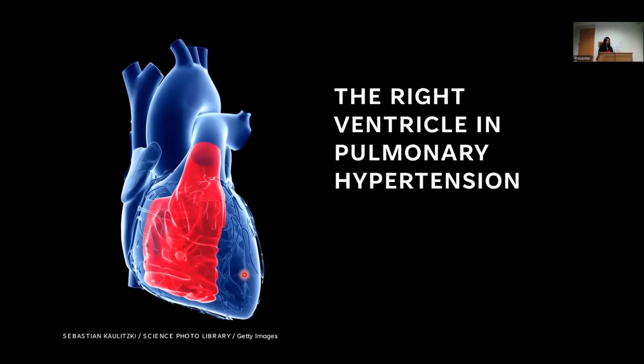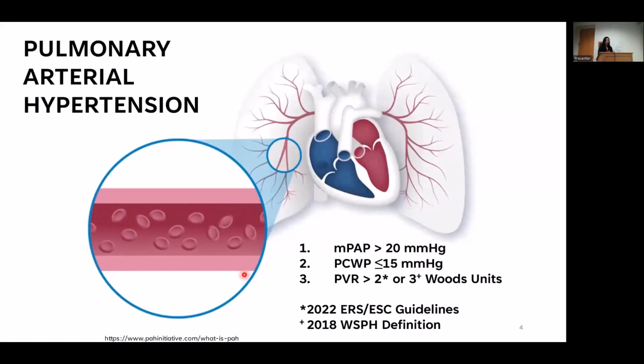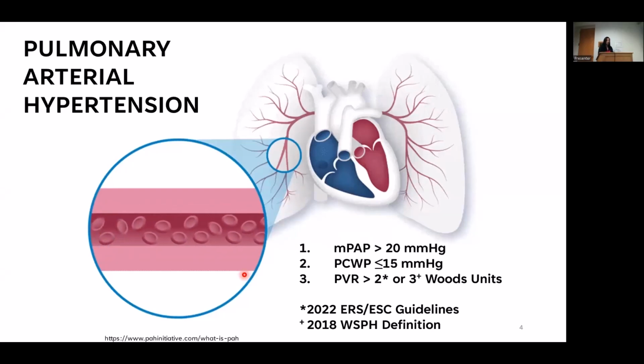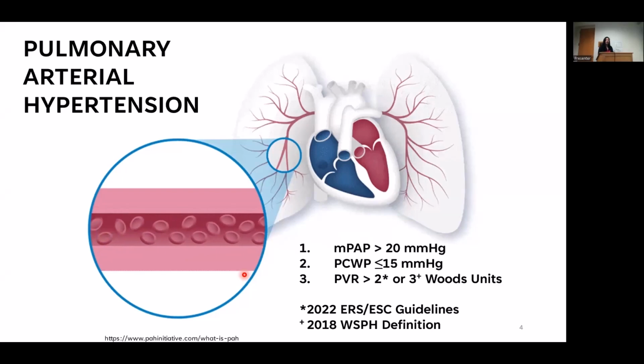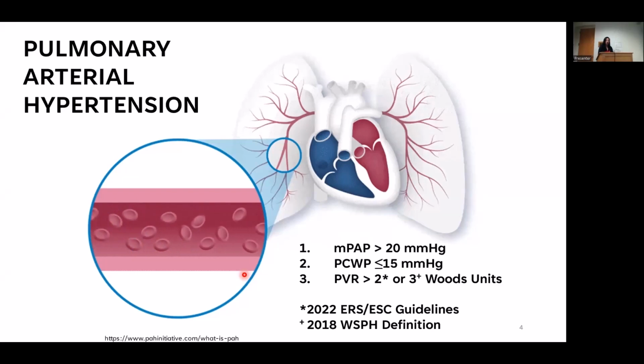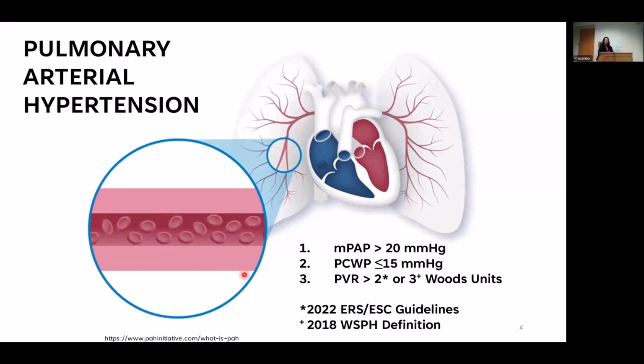Okay, great. So beginning with one of my favorite subjects, which is the right ventricle in pulmonary hypertension. I am a pulmonologist, and what I treat in my clinic is pulmonary arterial hypertension. The definition of PAH has changed a little bit recently. Most of you might know that by definition, the mean pulmonary arterial pressure of greater than 20 millimeters of mercury is required, as well as a pulmonary capillary wedge pressure, which essentially rules out possible left-sided heart disease, of less than 15 millimeters of mercury.